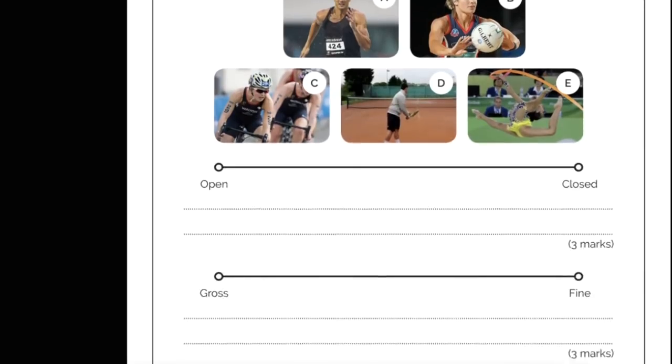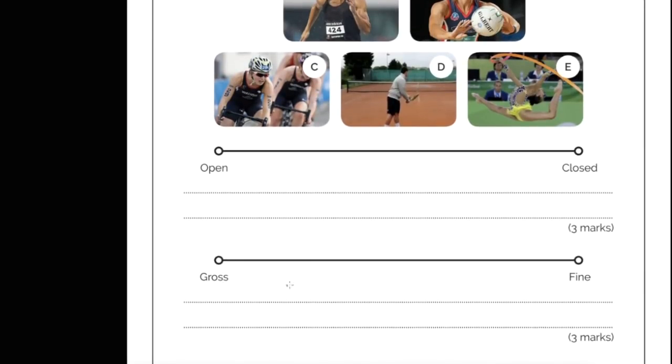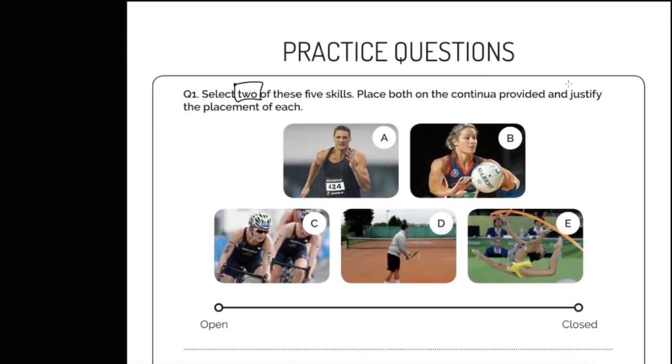So let's have a look at this. I've got 2 continuum, open and closed, gross and fine. By the way, don't forget, these could be the other way round on any question. Gross could be up here and fine down here. Open up there, closed down here. They're often presented the other way round, so just be prepared for that. Now, I've got a command here, which is to justify. Justify, by the way, is give reasons why. So the classic example is to say things like, this is because, the reason for this. That's the type of language we're going to use here.